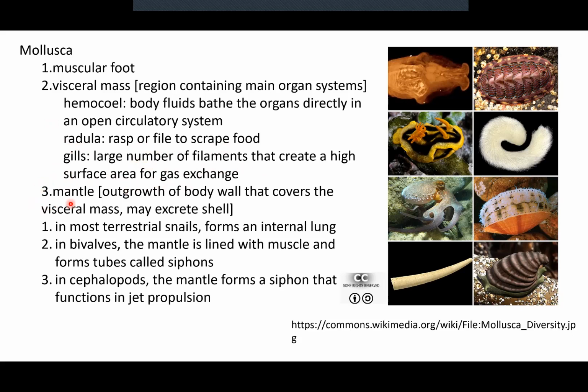Mollusks also have mantles, an outgrowth of the body wall that covers the visceral mass and may excrete a shell. Most terrestrial snails have a mantle which forms an internal lung. In bivalves, the mantle is lined with muscle and forms tubes called siphons. Cephalopods can use jet propulsion to travel very quickly, and the mantle forms a siphon to do that. And next we'll be getting into more about bivalves, cephalopods, snails, gastropods.